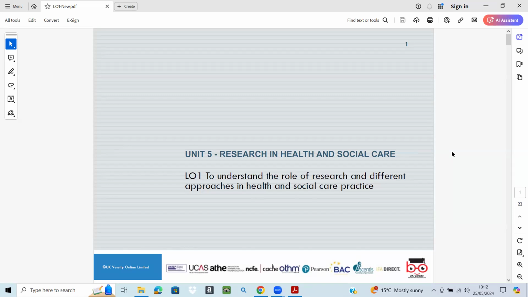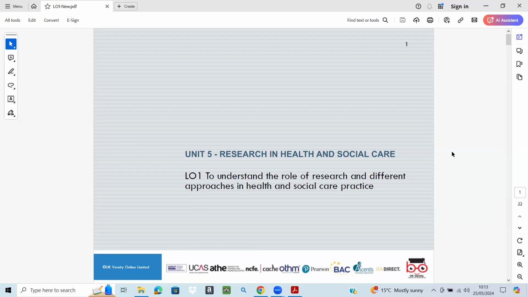So overall, we can say that research is the cornerstone of advancing health and social care by understanding different research approaches and their application. So we can improve service user outcomes, inform policy decisions, and ensure that our practice is based on solid evidence.